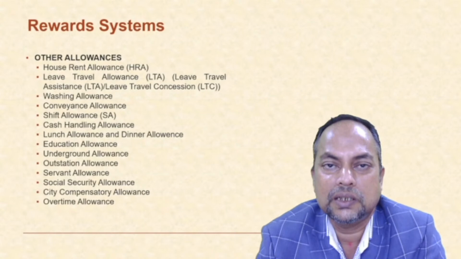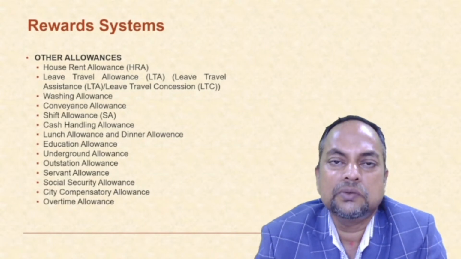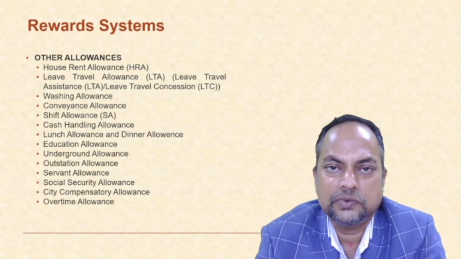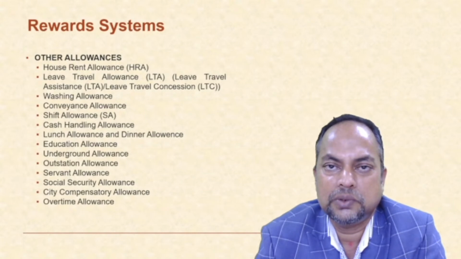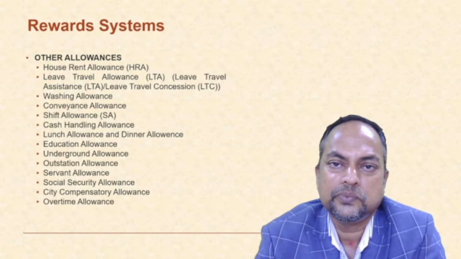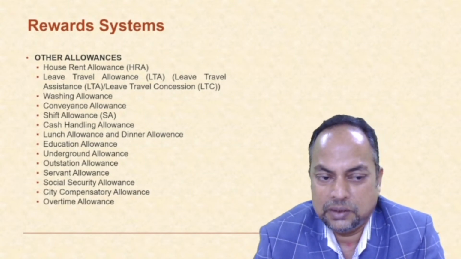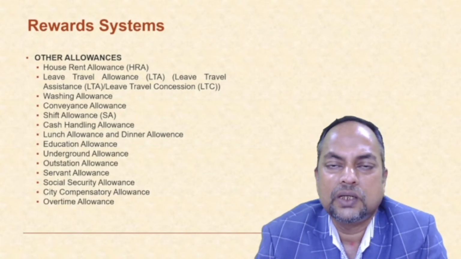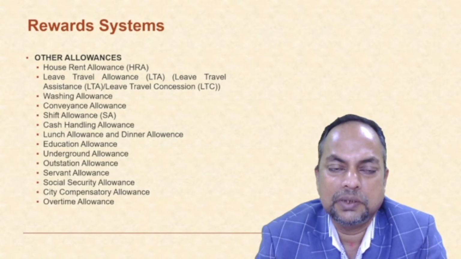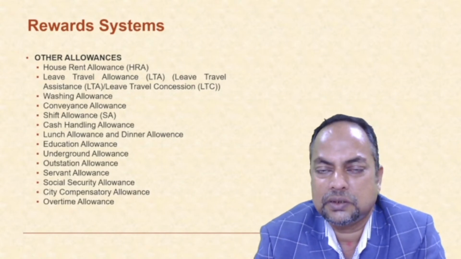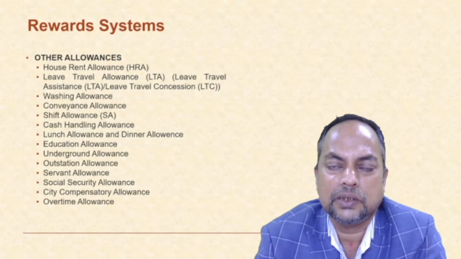So different nomenclatures can be used. However, we need to understand some of the basic allowances that are to be administered by the organizations, which may be common for all the organizations, right? So here is a list of some of the allowances that are administered. So the first such important allowance is this house rent allowance.